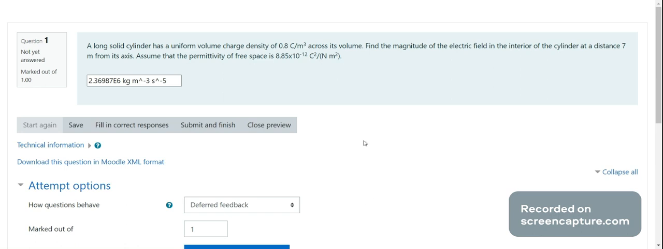Hello everyone. Today I would like to explain to you how to enter numbers correctly and the units correctly in the exam, physics 1 and physics 2.